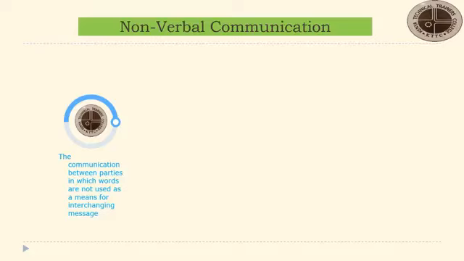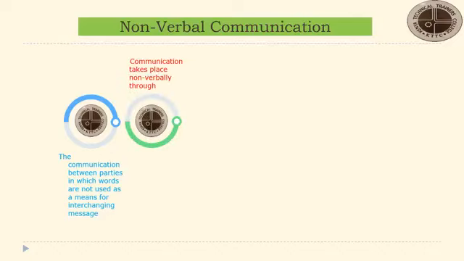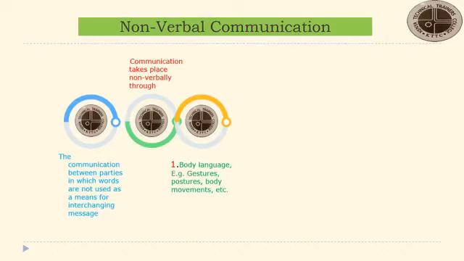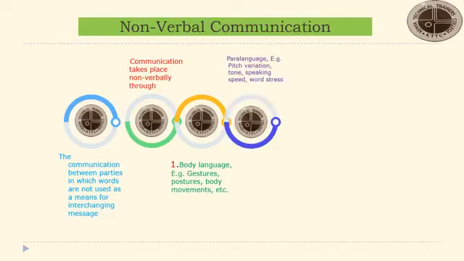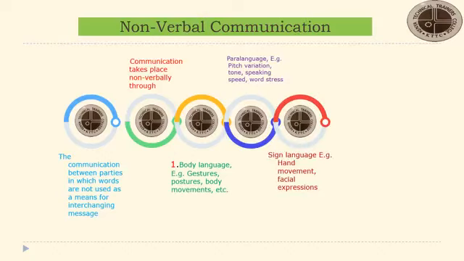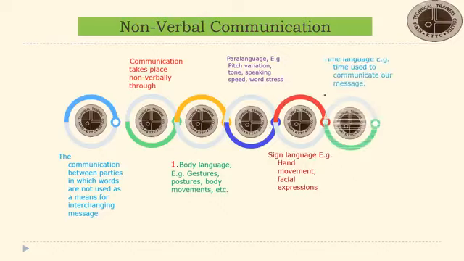This is the communication between parties in which words are not used as means of interchanging message. Communication takes place nonverbally through 1, body language. This is use of gestures, postures, body movements, etc. Next, we have paralanguage, which is speech variation: tone, speaking speed, stressing of words. Then we have sign language, e.g., hand movement, facial expressions, among others.